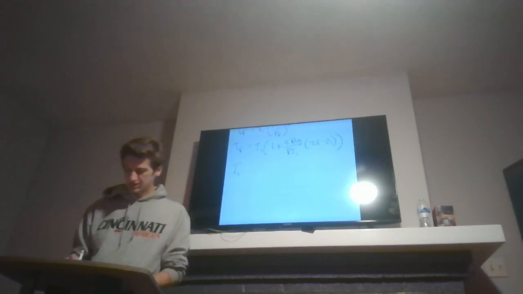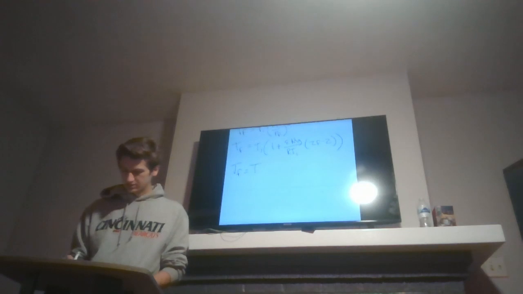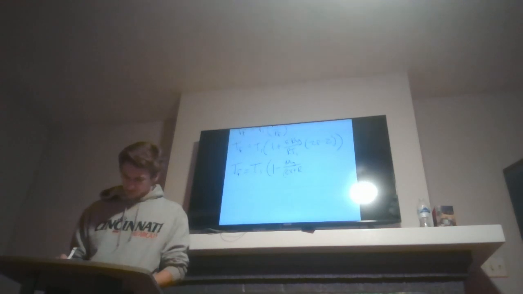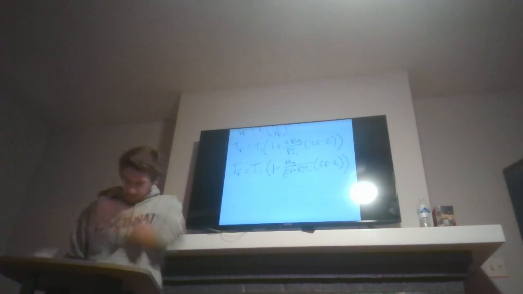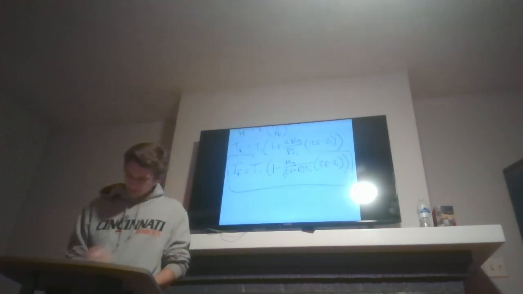So TF equals T initial times 1 minus mg over CV plus R, and then that'll be times temperature initial, and then multiply all that by height final minus height initial. And there we go. That is our equation for temperature final.